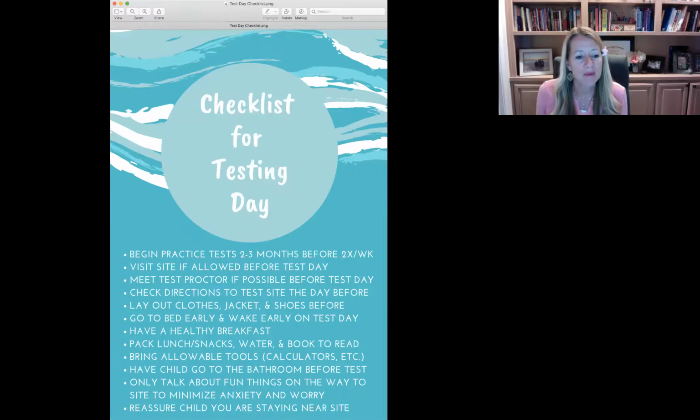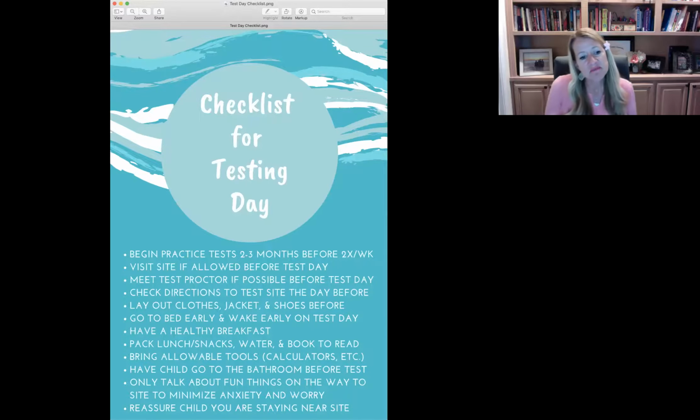So number 1, begin practice tests 2 to 3 months before, at least 2 times a week. Most state testing has some form of online practice test so that students can go online and actually practice with release test questions. So I recommend starting that 2 to 3 months before the actual test date so they can get experience with that.